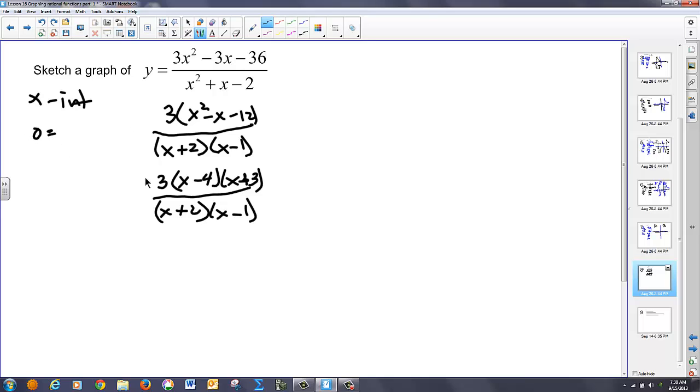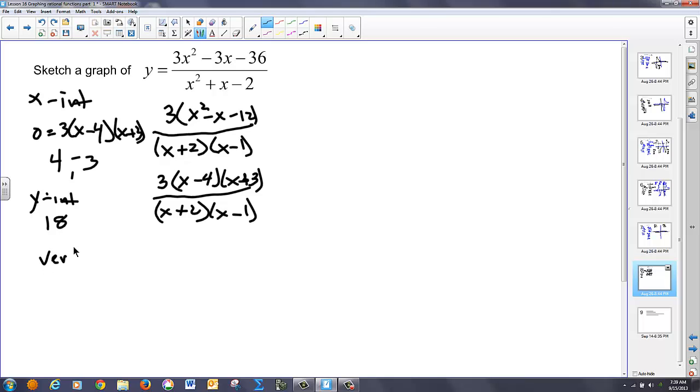notice I'm not going to go through writing the whole problem out again. The denominator has been multiplying out every single time, so the numerator will have to be set equal to 0 and solve. So I get 4 and negative 3 as my x-intercepts. My y-intercept is going to be pretty large. It's actually 18, 36 over 2.